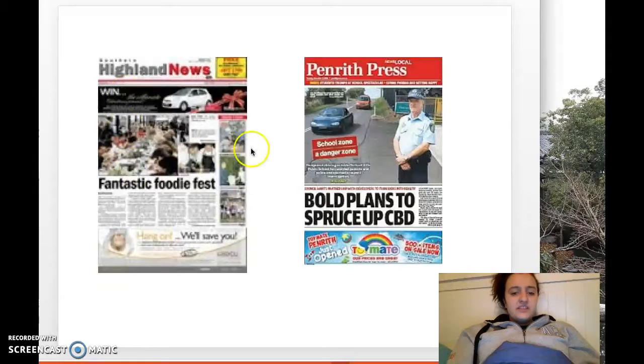And lastly for this, again for these 2 articles, Highland News and the Penrith Press, I need 2 dot points as to what makes these local newspapers, okay? Is it focusing on local news? What is the local news? And so on. So pause here and do that.